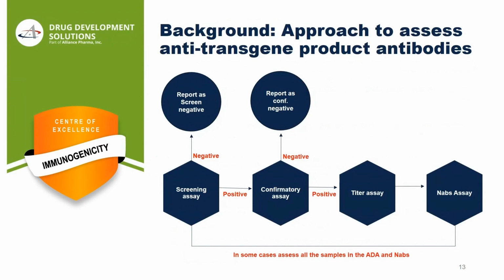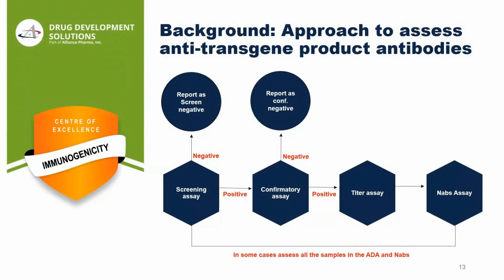First, initially by screening any sample, and if any sample is positive, you take it down the route of a confirmatory assessment. If it's negative, obviously you report it as negative. And if it confirms positive, you also need to determine the magnitude of antibody presence in the sample. That's where we do a titer experiment, which would then be followed by a NAbs assay to determine whether there is any neutralizing antibody present in those samples.